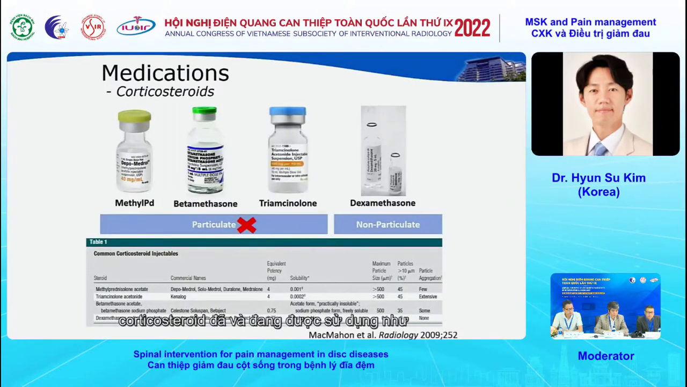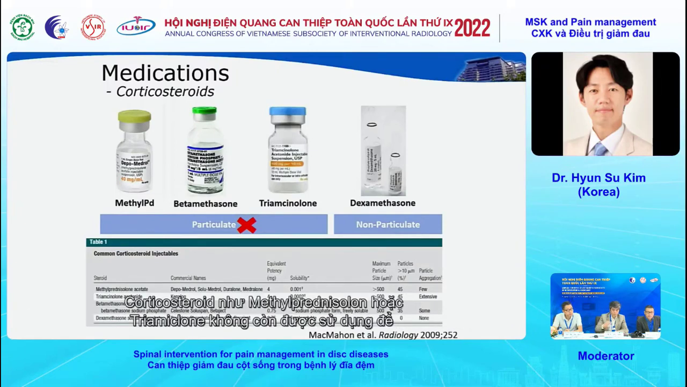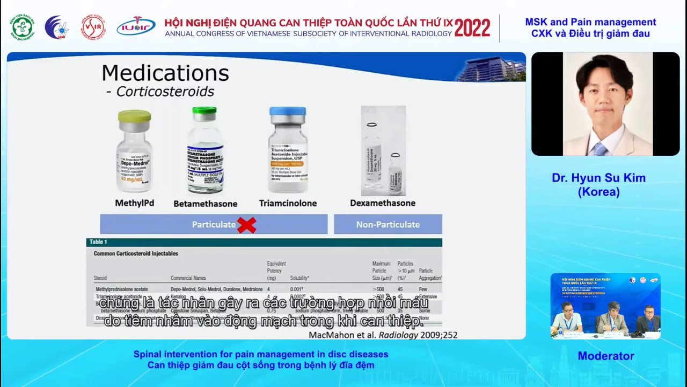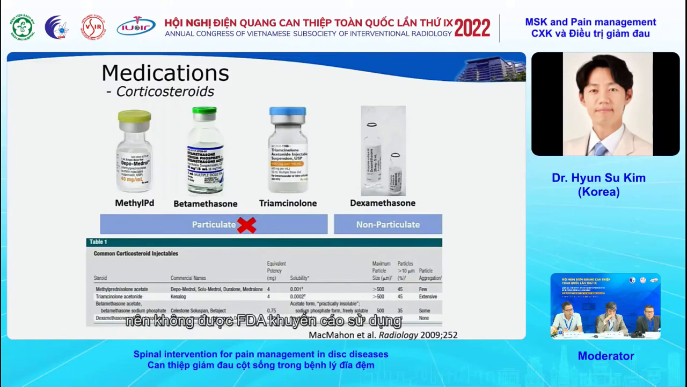Corticosteroid has been used as a major pharmaceutical agent for management of pain in spinal disc disease since the 1960s. Particulate agents such as methylprednisolone or triamcinolone have long been used for epidural steroid injection, but as there have been cases of embolic infarction related to intra-arterial injection during spinal intervention, these agents have been recommended not to be used since 2015 by the FDA. The non-particulate agent dexamethasone is thus commonly used. This agent is freely soluble in water, unlike most particulate agents.